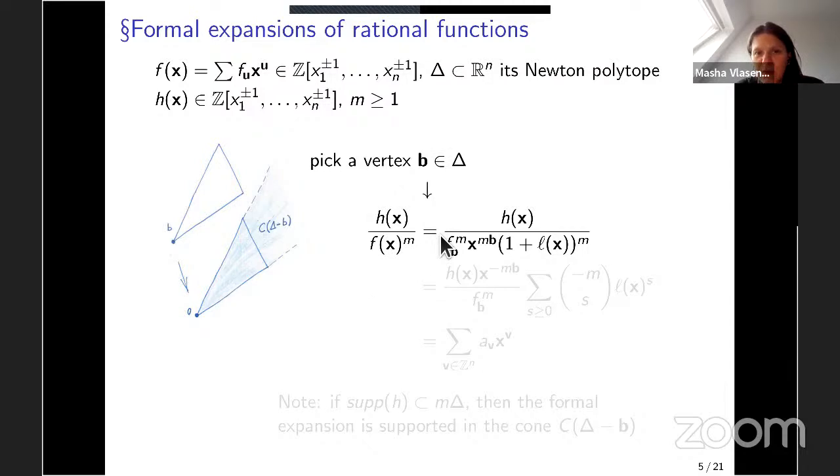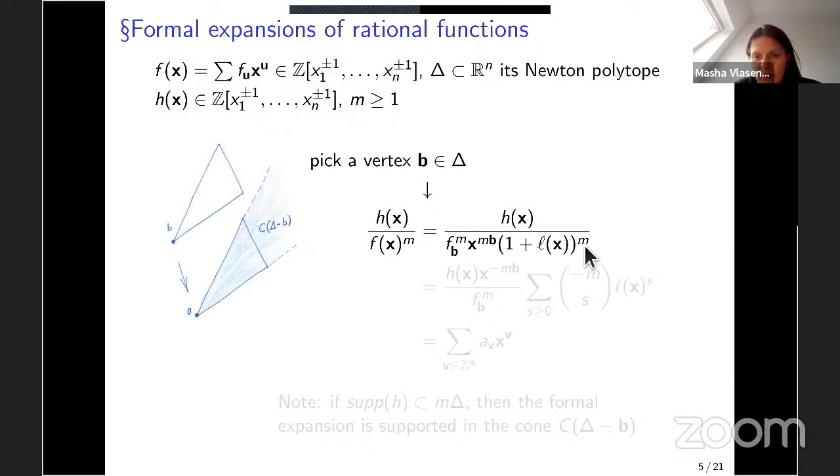Then to do the formal expansion, we pick a vertex of the Newton polytope of f. There will be a different expansion for every vertex. So let this vertex be b. What we do, we take the term f_b x to the b out of the expression for f. So this corresponds to taking the term out of the bracket, and L are all other monomials divided by this term. In particular, if this is delta, then L is supported in the shift of delta by b, delta minus b. So b is moved to 0.